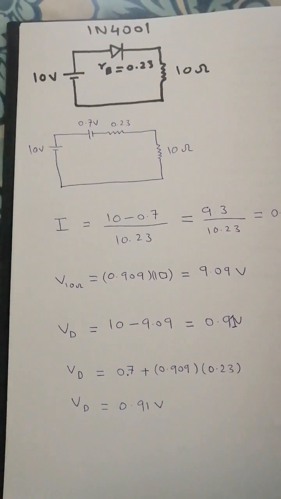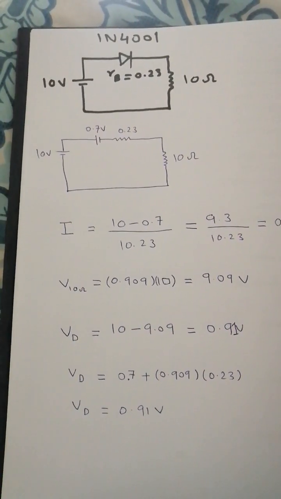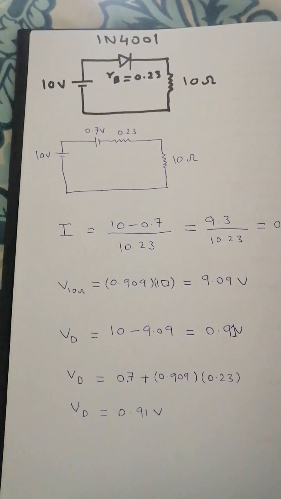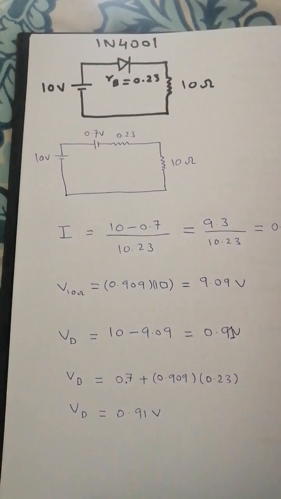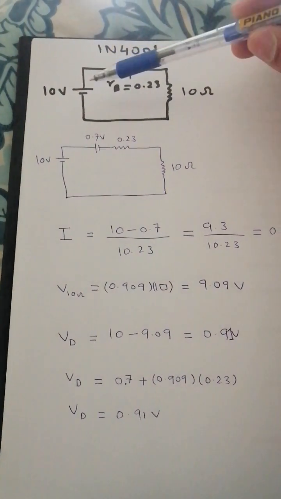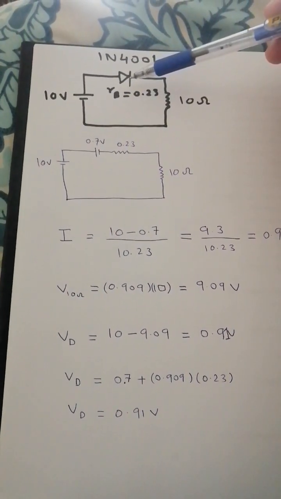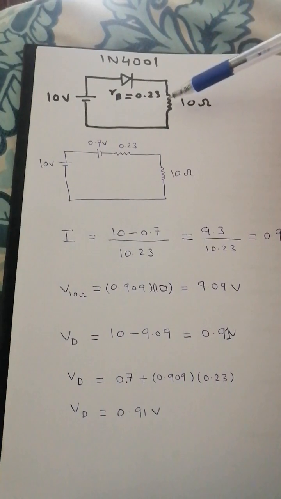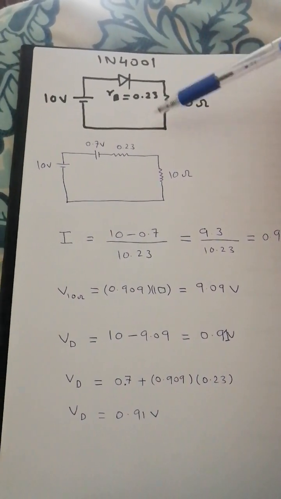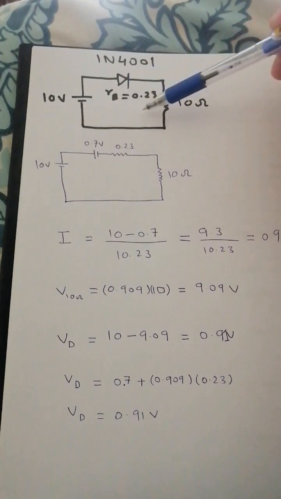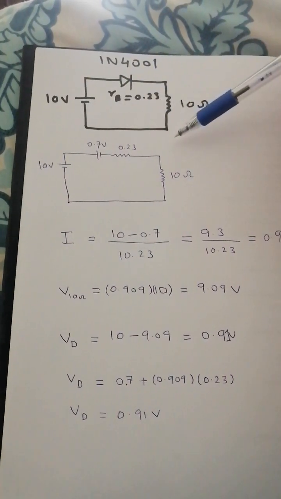Hello, today we are going to find the current in a circuit which has a DC supply connected with a diode. We have a DC supply here and we have a diode and we have a resistor all connected in series. And here I have shown the bulk resistance of the diode.